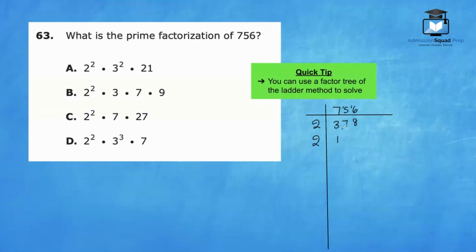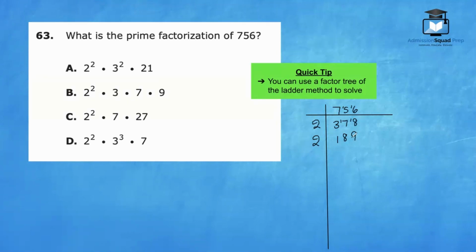3 divided by 2 is 1, remainder 1. 17 divided by 2 is 8, remainder 1. And 18 divided by 2 is 9. Can we divide this number by 2 again? Nope. We're going to have to move on. The next prime number is 3.